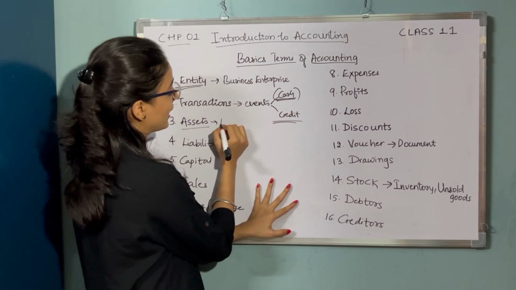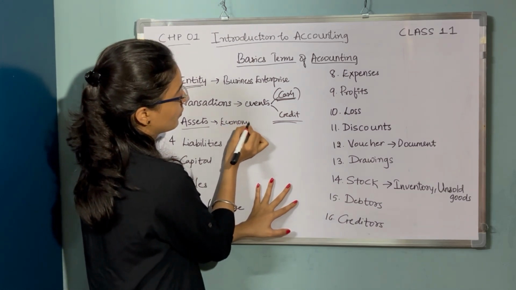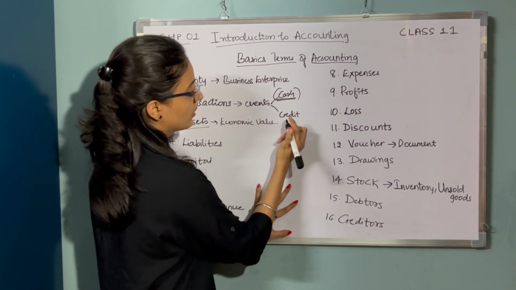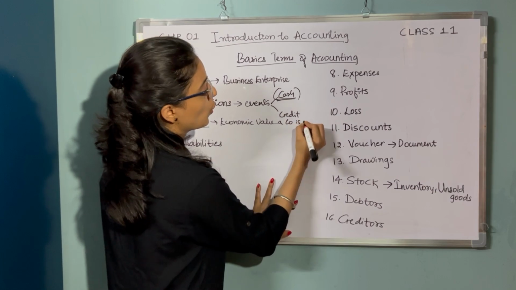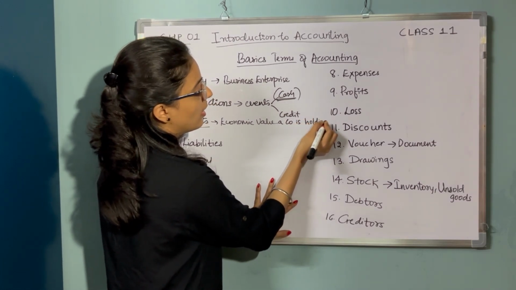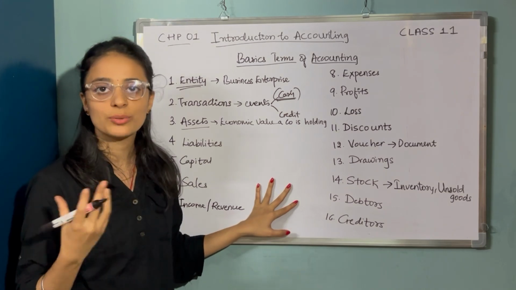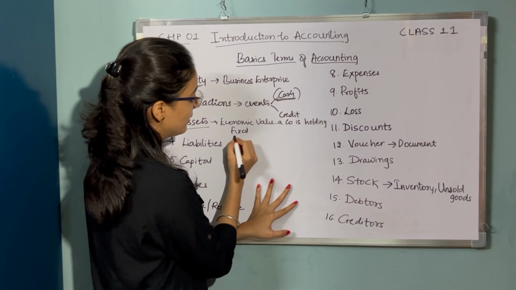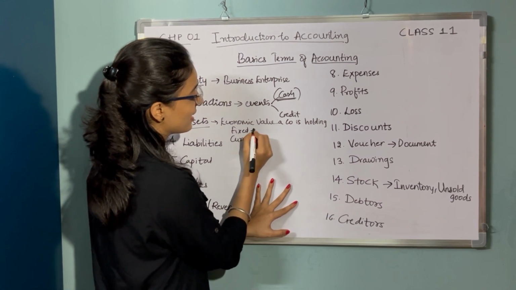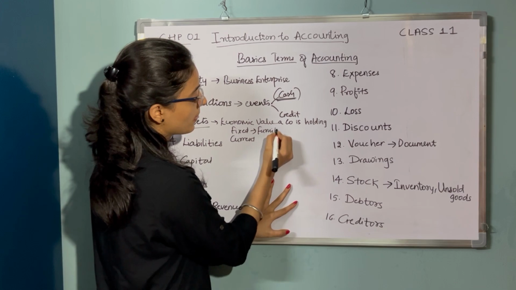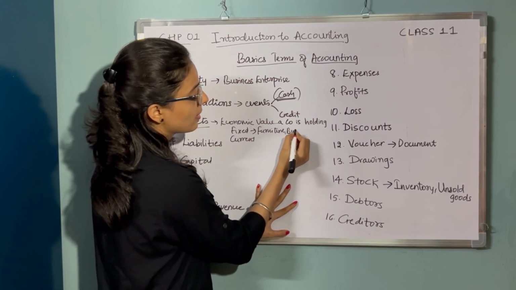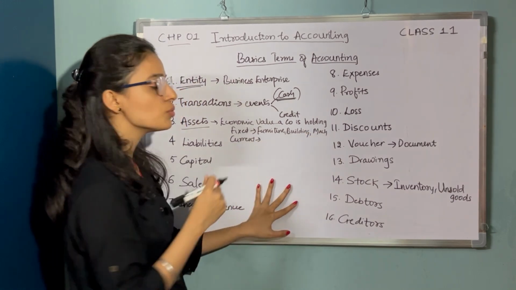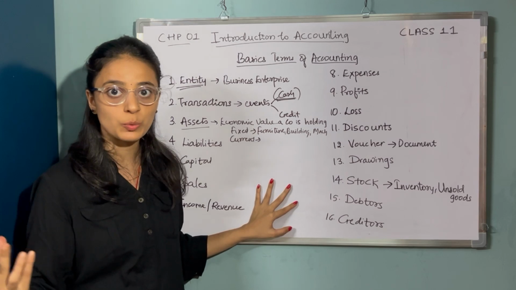So next we have assets. Assets are nothing but economic value a company is holding. There are two types of assets again: fixed assets and current assets. Fixed assets are nothing but our furniture, buildings, machineries, all such. These are used in the production and making the business smooth every day.